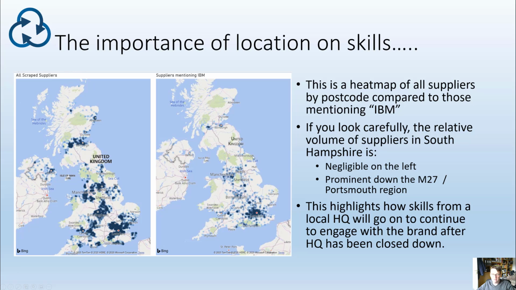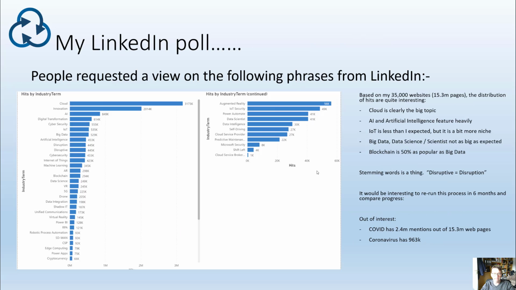So I think this is quite interesting just to try and ascertain: does the location of a vendor's headquarters drive behaviour? And clearly in this instance, I think there are a lot of IBM partners around the Portsmouth area because people have left IBM and started up on their own, or they've moved their businesses to this area to be closer to the mothership. So it's interesting that you can do this sort of analysis, and I think there's a lot further we can take this, looking at different locations for different skill sets.